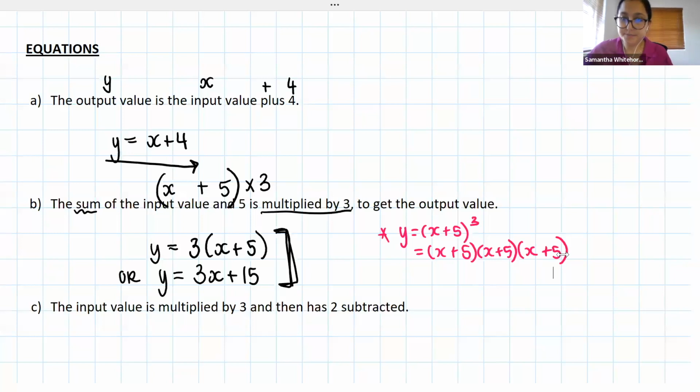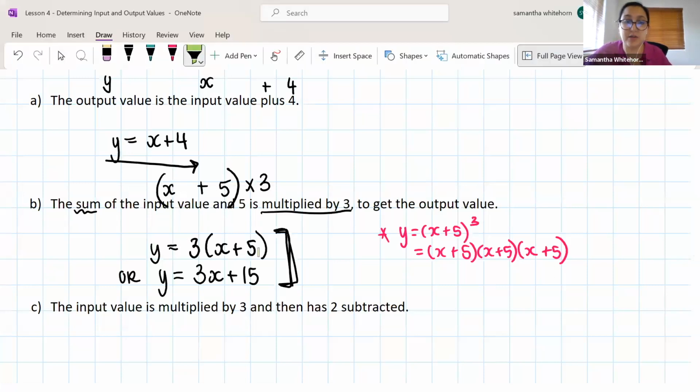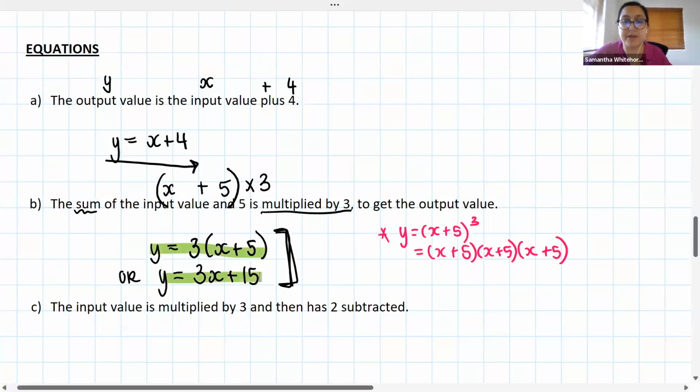All right, so for question B, you've got 2 options. I don't particularly mind if you choose to simplify or not. It doesn't really matter. They're the same thing. Either y equals 3 times x plus 5.